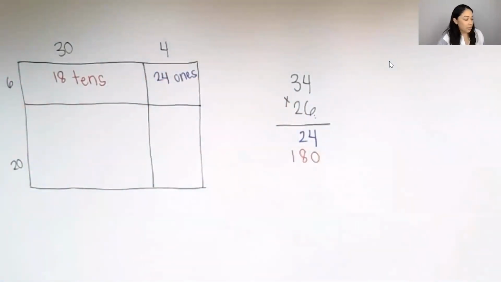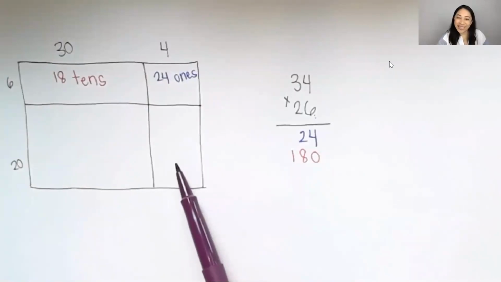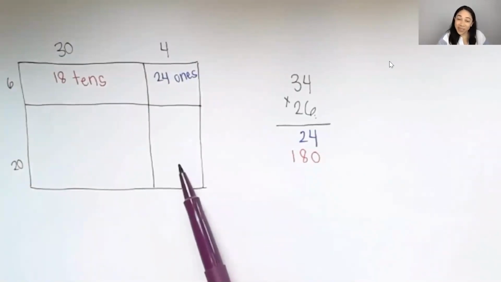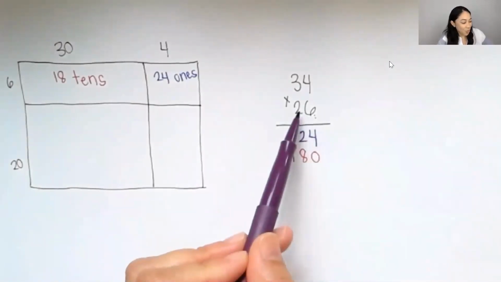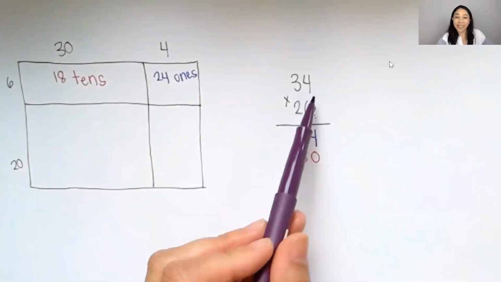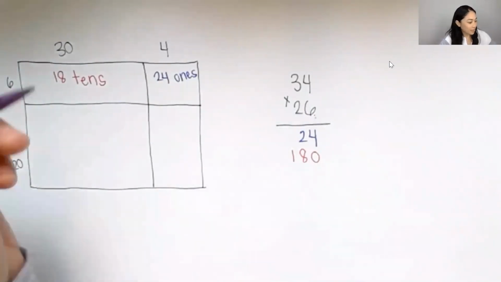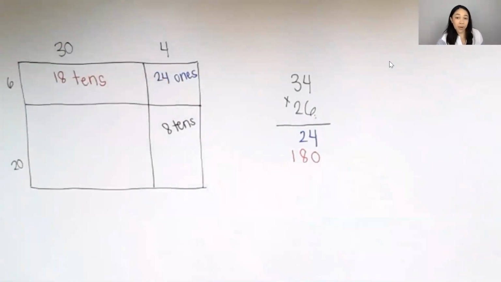Tell me the expression for this area. 2/10 times 4 ones. Where are these numbers located in the algorithm? 2/10 times 4 ones. What's the product? 2/10 times 4 ones equals 8/10. In standard form, that equals 80. Go ahead and record this now.